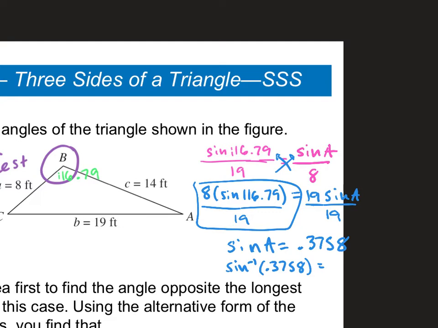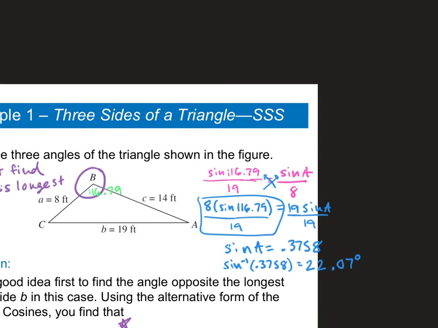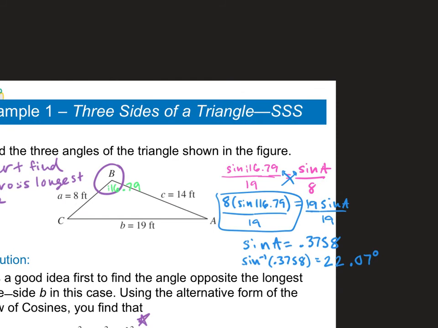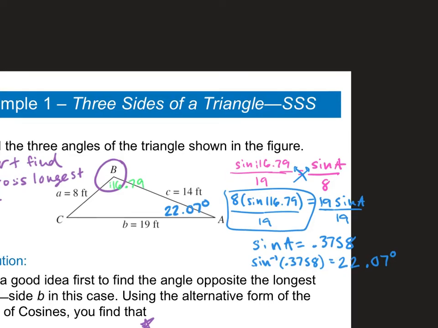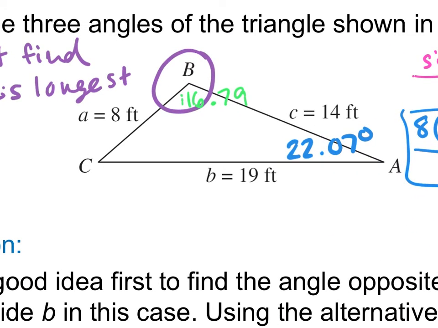What'd you guys get? Well, I got 22.07 degrees. So this was angle A that we found, 22.07. So we said to find angle C, we add our two angles that we have and subtract from 180, and we got 41.14. Awesome.